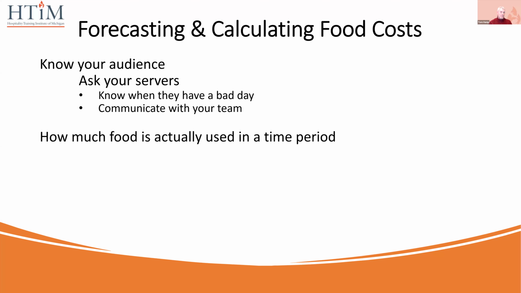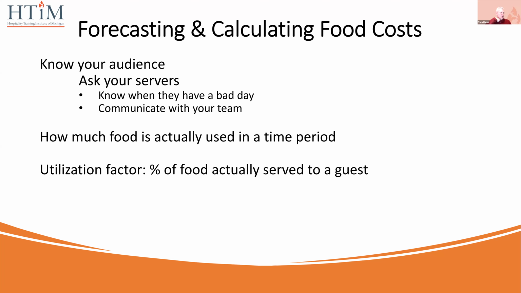We also want to understand how much food is actually used in a certain time period. So again, use your point of sale systems, your software to understand that. And then we also have something called utilization factor. This is the percentage of food that actually is served to a guest, because we start out with a certain amount of food before we prep it and prepare it, and then what actual percentage of the food is served to the guest. If we can keep that percentage higher, and I don't know if you guys track this or not, higher than historically, that helps.